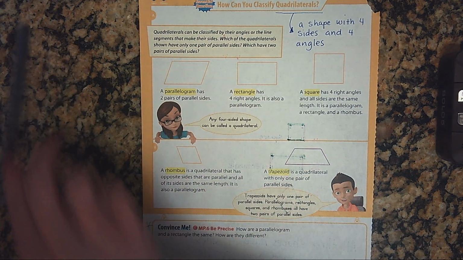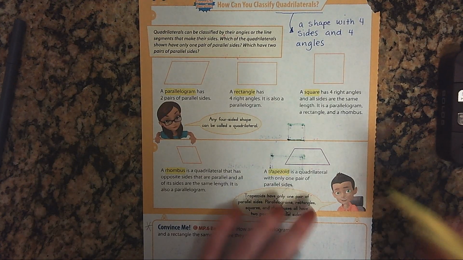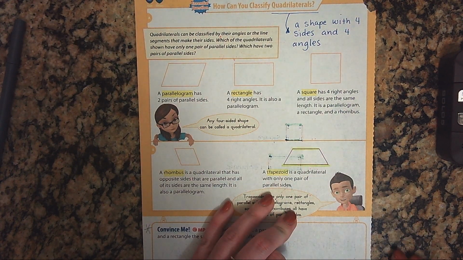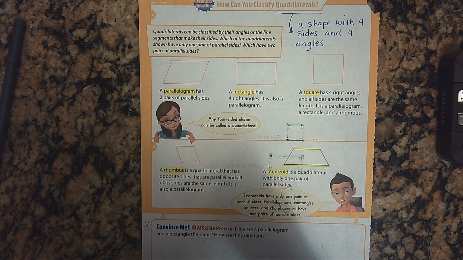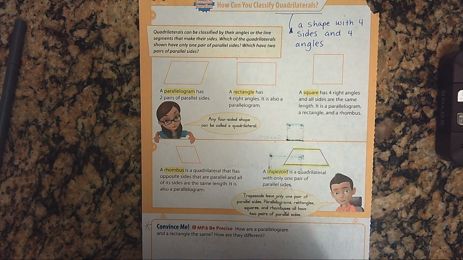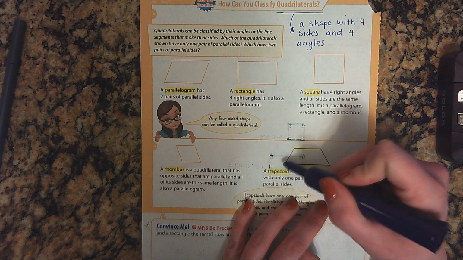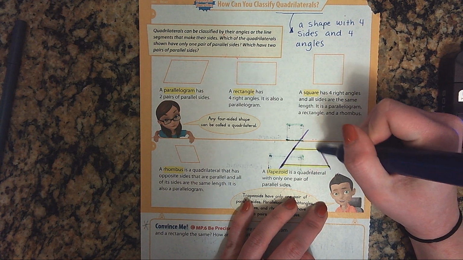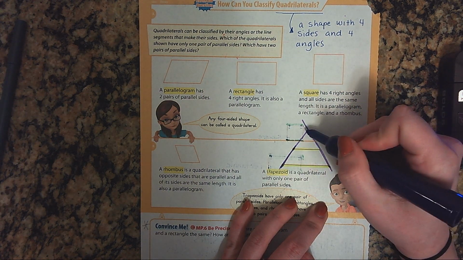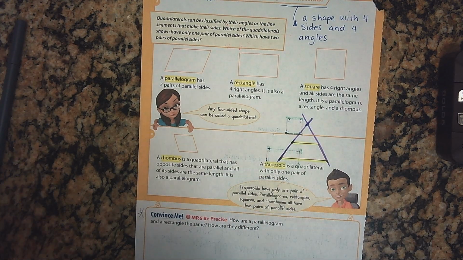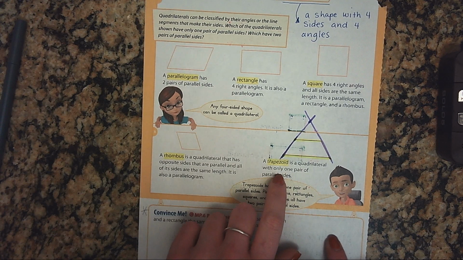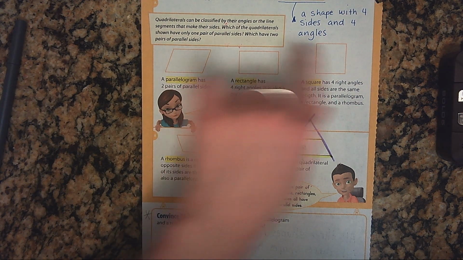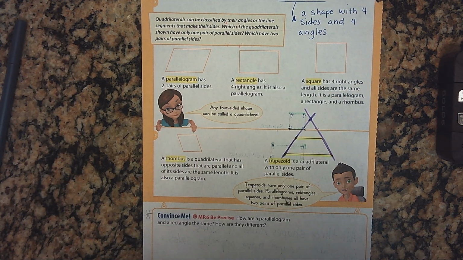A trapezoid is a quadrilateral, so it's a 4-sided shape, but it only has 1 pair of parallel sides. So in looking at the quadrilateral here, I can see these are the parallel sides. The other 2, and I'm going to draw on this paper here to show you, if we extended this line here and we extended this line here, they would eventually touch. They would run into each other. So that means that they're not parallel. So the trapezoid is the only shape here that has just 1 pair of parallel sides. The rest of these have 2 pairs of parallel sides.